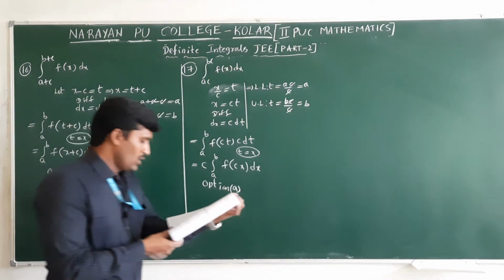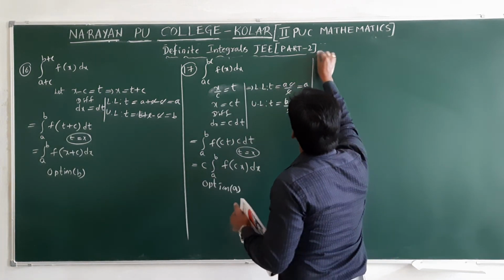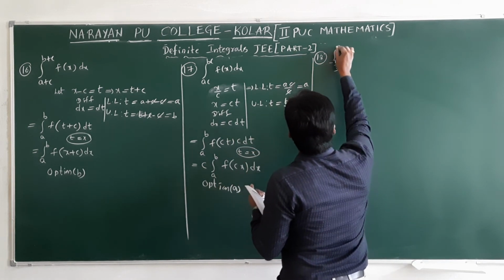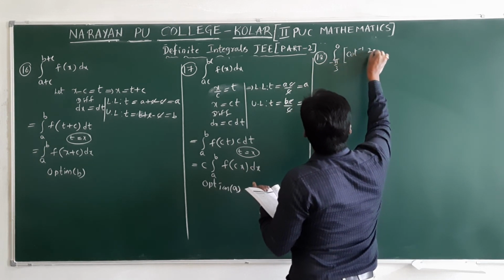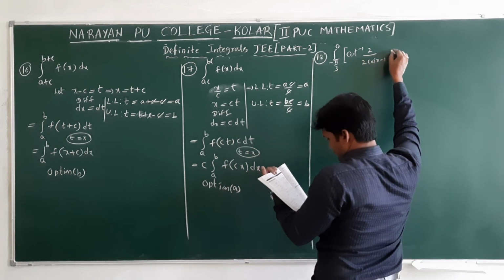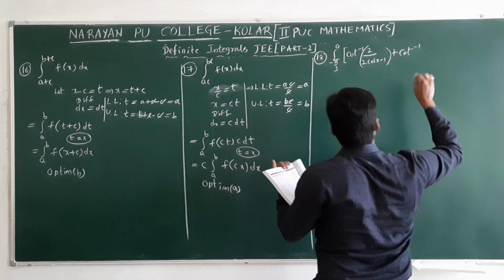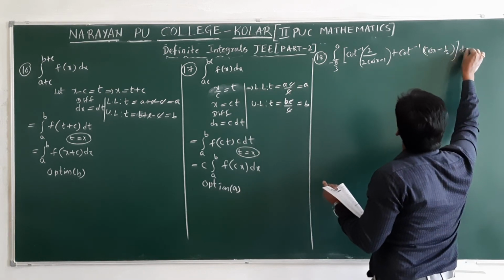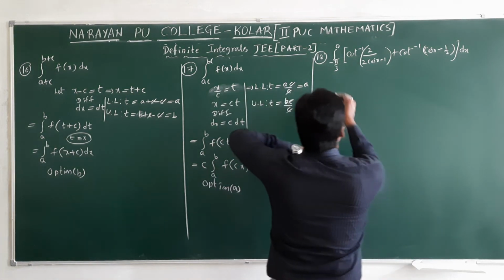Next, question number 18. Question number 18 is given: integral from minus pi by 3 to 0 of cot inverse of 2 by (2 cos x minus 1) plus cot inverse of (cos x minus 1) by 2, into dx. Here the first value I am not changing, I will simplify the second value.